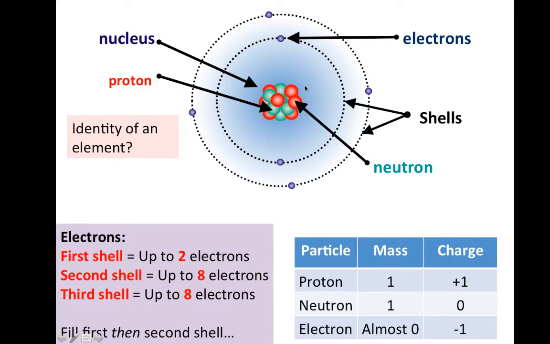Around the outside in energy levels or shells we have electrons. Remember, this is just a model to represent what goes on inside an atom, but it's sufficient for GCSE for where we are at the moment. In the first shell you can have up to 2 electrons. In the second shell you could have up to 8 electrons, but actually because this element has only got 6 electrons, we've only got 4 in this shell here.